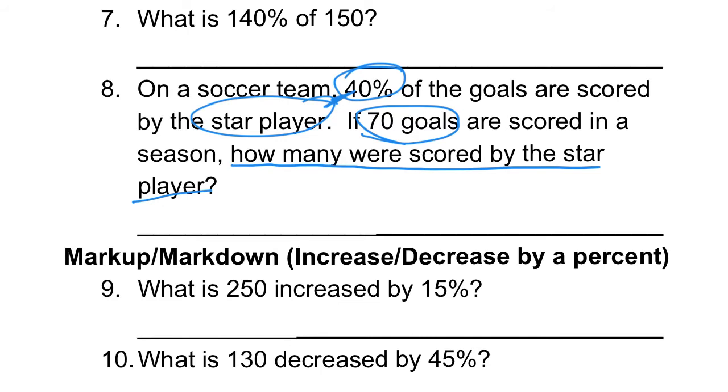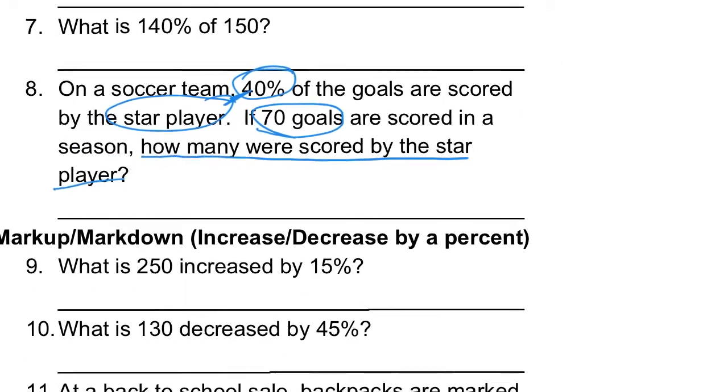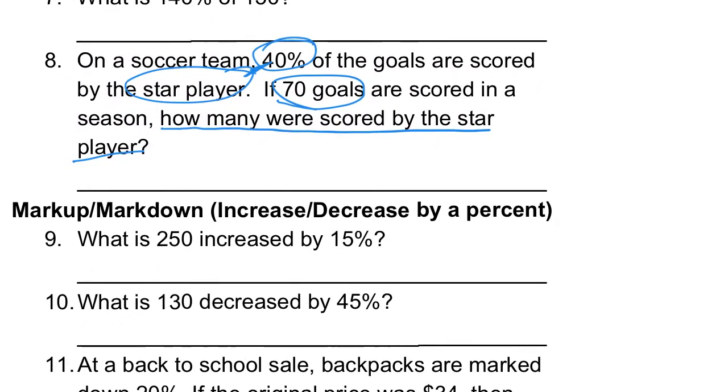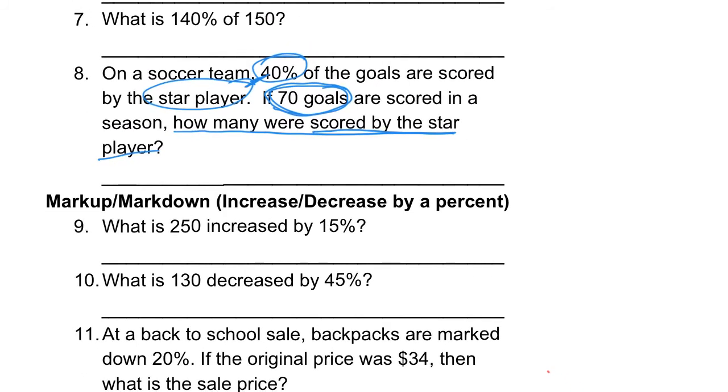They know that 40% are scored by the star player. 40% of what? That's what we're looking for, right? 40% of something is what they're asking, because they're saying how many were scored by the star player. I want to know, what's 40% of something? Oh, our other number, 70 goals. So we're looking for 40% of 70.